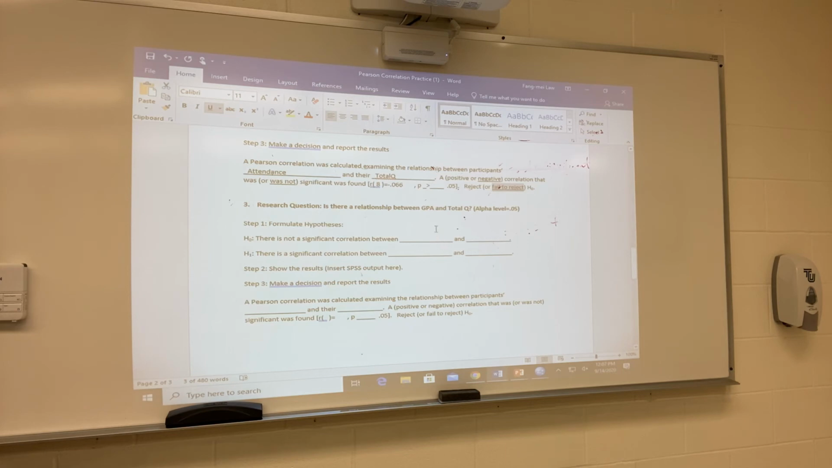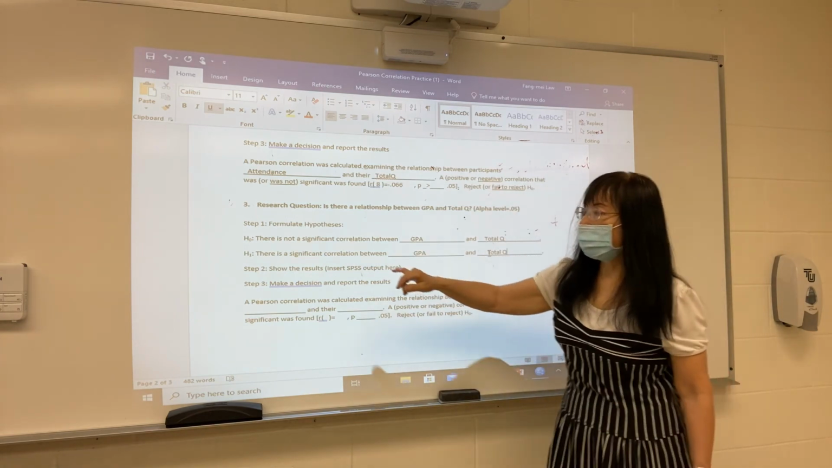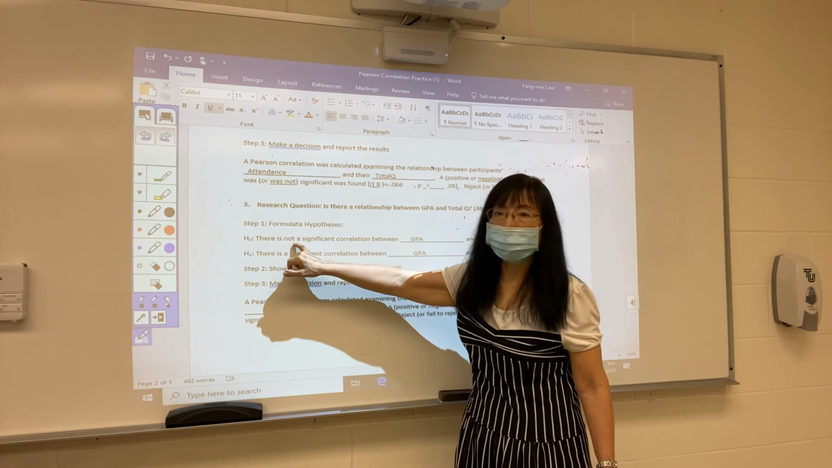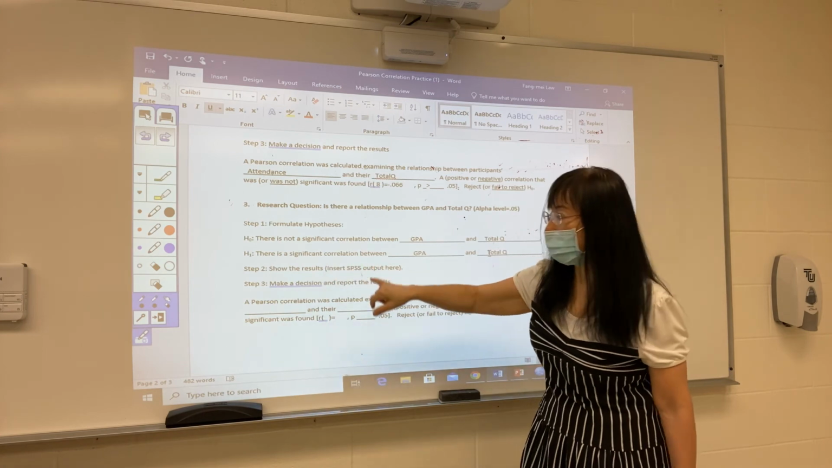Okay, the last one. We are looking for GPA and total Q. Just to remind you, when you are doing your research paper or when you do my exam, make sure H0 is always not significant, and then your research hypothesis says yes, they have a significant relationship.